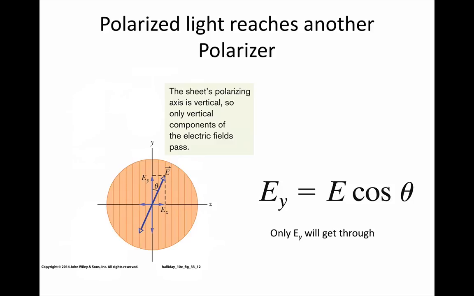In the diagram, that is the component EY. So if E is vertical to begin with, and that means it's parallel to the polarizer, then theta is 0, and all of the electric field gets through. So we always assume that these are ideal polarizers that don't absorb any light parallel to their transmission axis. On the other hand, if the electric field E was at right angles to the polarizer, theta is 90 degrees, and so the component that will get through is 0.